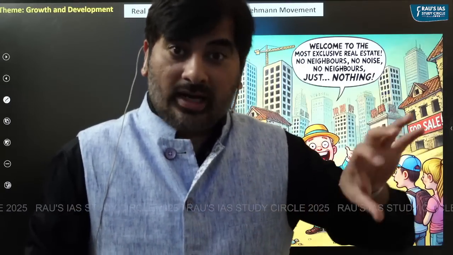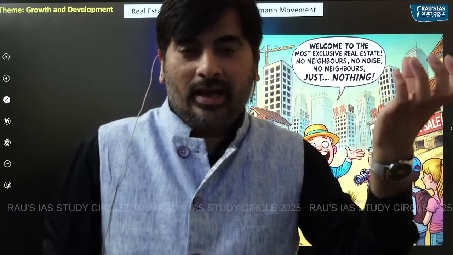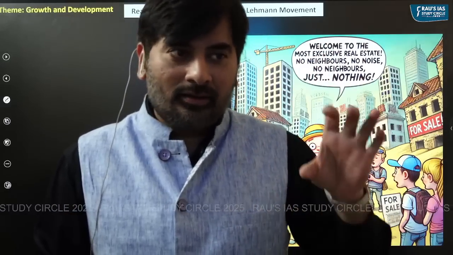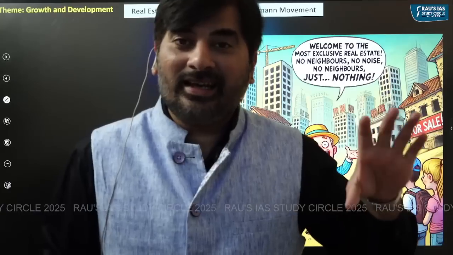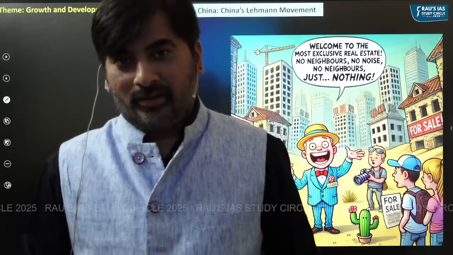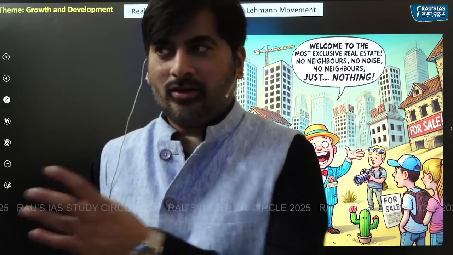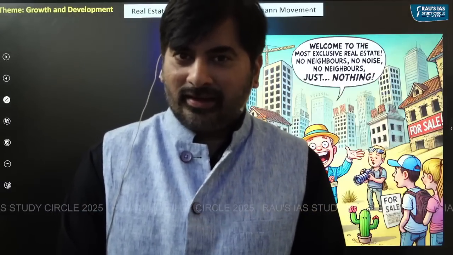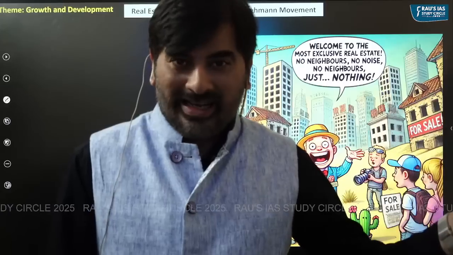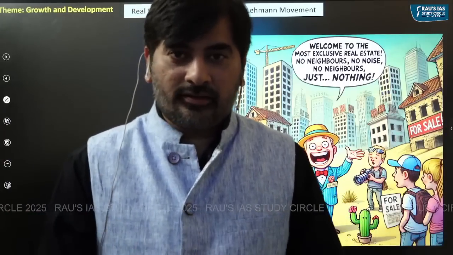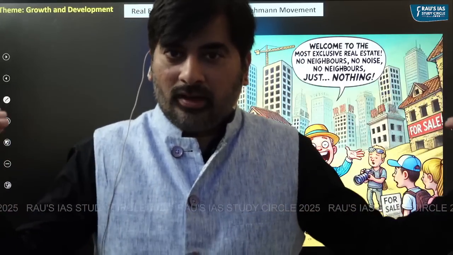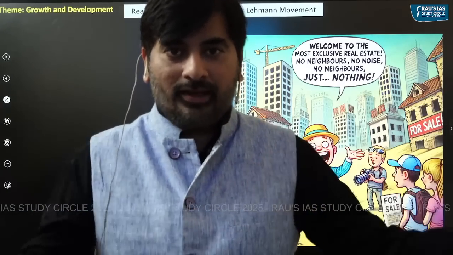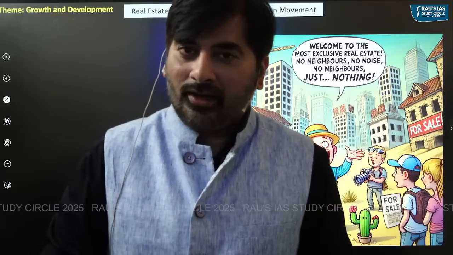China had to look out for another sector which can help its economy grow faster. And that particular sector which China found was the real estate sector. Why only the real estate sector? Why not other sectors? It is being said that the real estate sector has both backward linkages and forward linkages. Because of those backward and forward linkages, development of the real estate sector will lead to development of the entire economy.